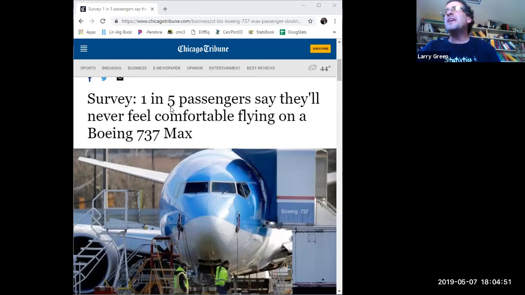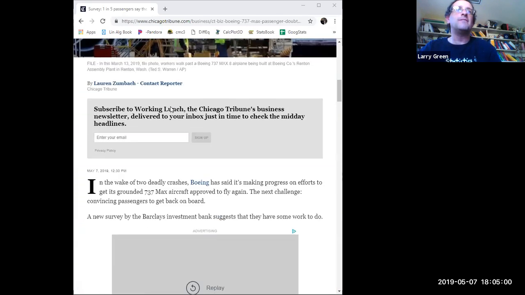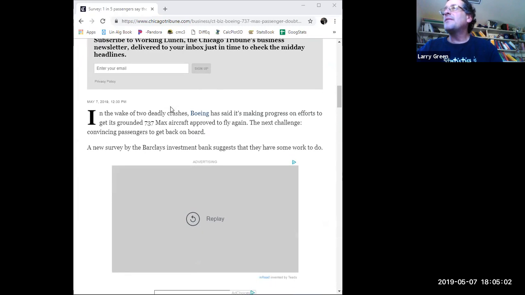So one thing is, do we know that 1 in 5 people in, say, the whole world, in fact, let's talk about what we have. Okay, so what it says in the wake of 2 deadly crashes, actually, they crashed. So there were 2 crashes. Boeing has said it's making progress on efforts to get its grounded 737 back to fly again. Okay, then they have to make sure that passengers get back on board.